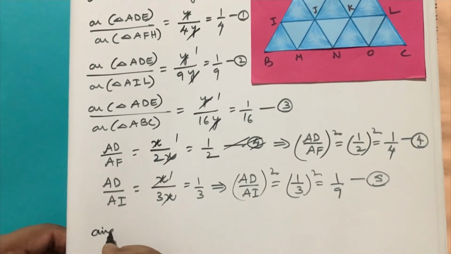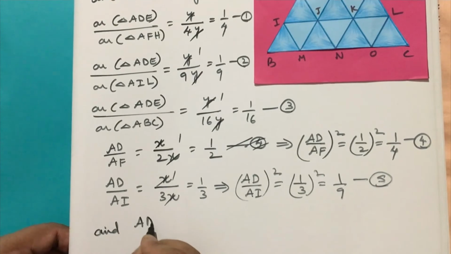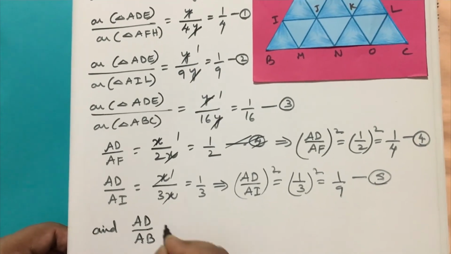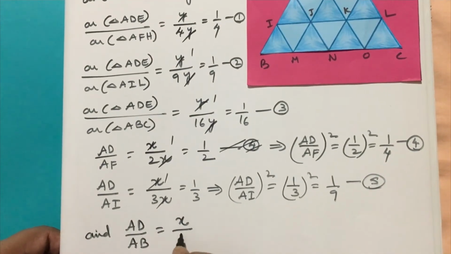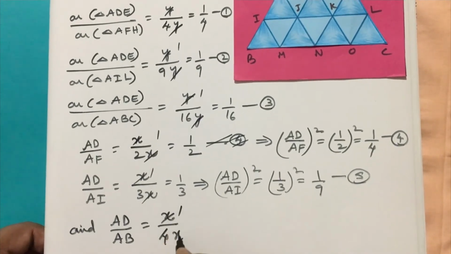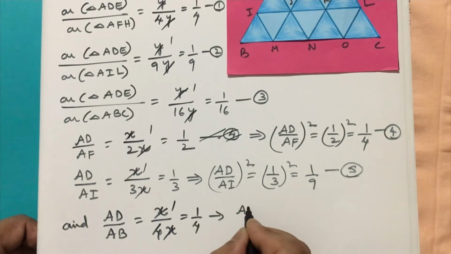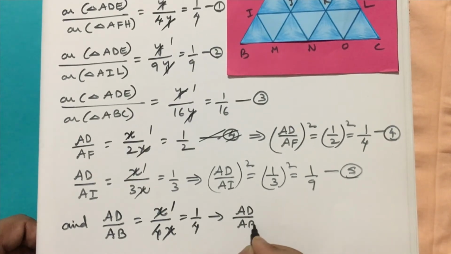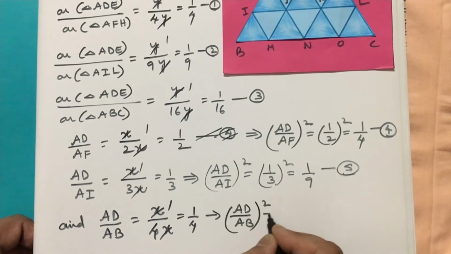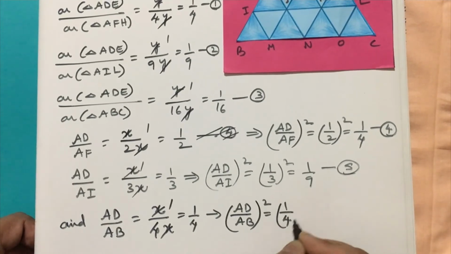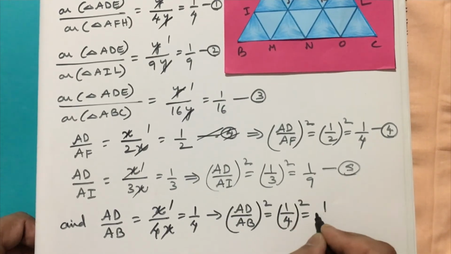And AD by AB, take it: x by, this is 4 times x, it is nothing but 1 by 4. So AD by AB whole square is equal to 1 by 4 whole square, it is nothing but 1 by 16.